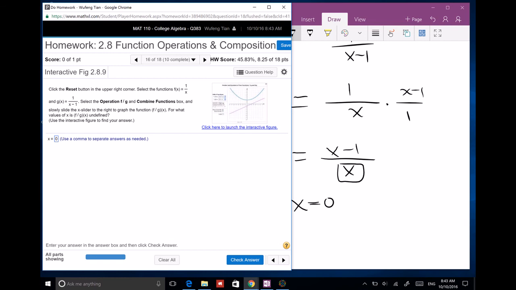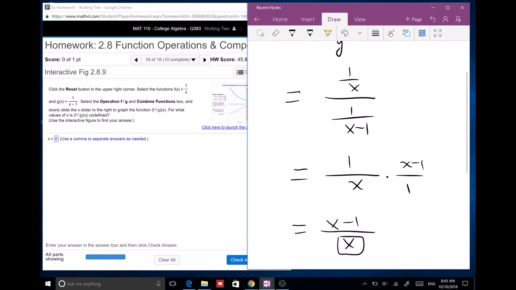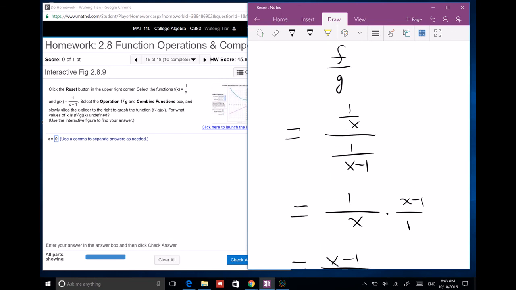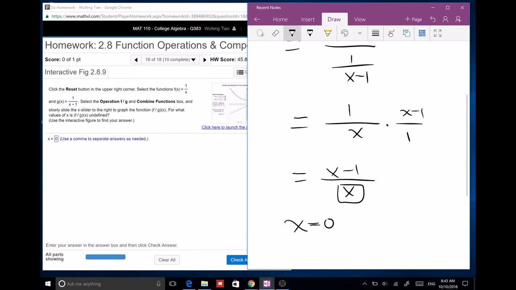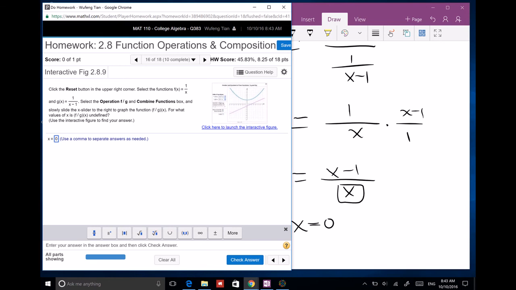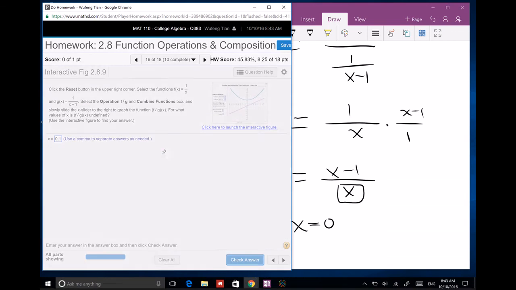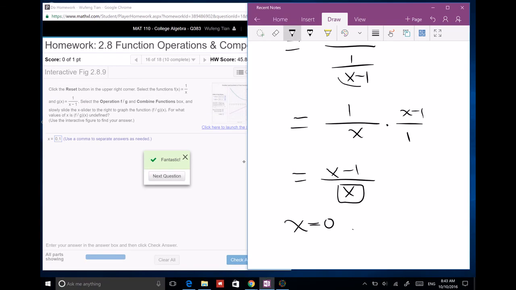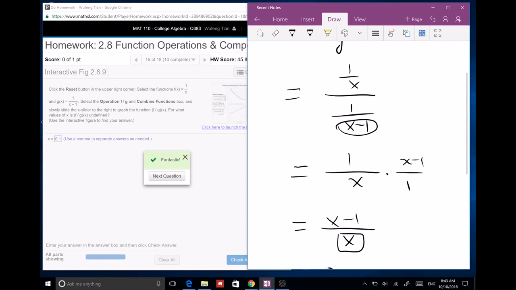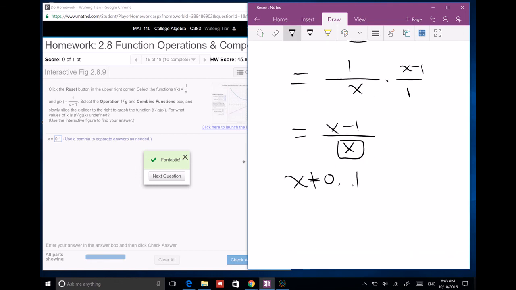For the operation f over g, find the values where f over g is undefined. Because you also have g as a denominator, not 1 either. So x is not equal to 0, and I believe x is not equal to 1 too. Since g is also a part of the function, x is not equal to 0, and x is not equal to 1.